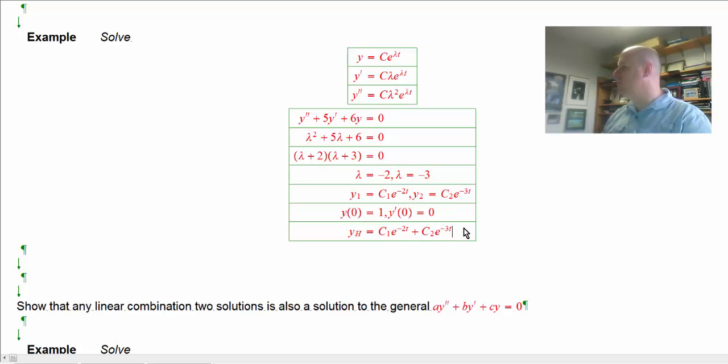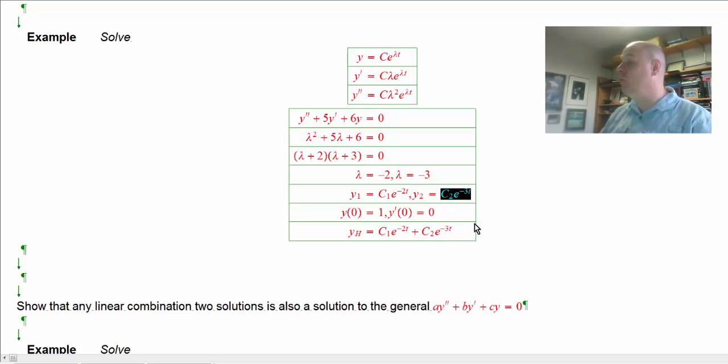And call this the solution. Now, there's two things, I guess. First off, I know that this little piece, c1 e to the lambda 2, is a solution to this differential equation. I checked it. You were supposed to check it as well.